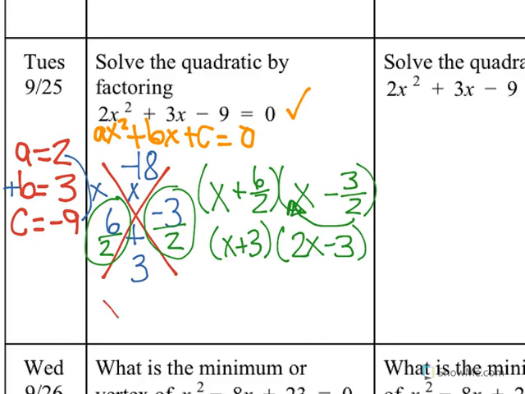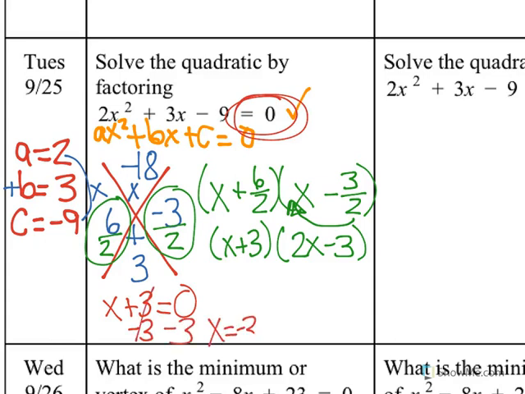Once you have your two factors, you're going to set them equal to 0 and solve, because remember up here we're set equal to 0, and so now we can continue that. So subtract 3 from both sides of the first one, and we get x is negative 3. So one of our x-intercepts, one of our solutions, is negative 3.